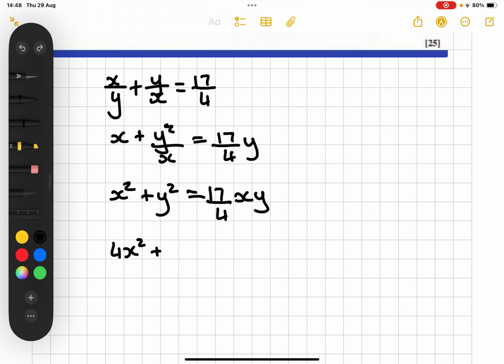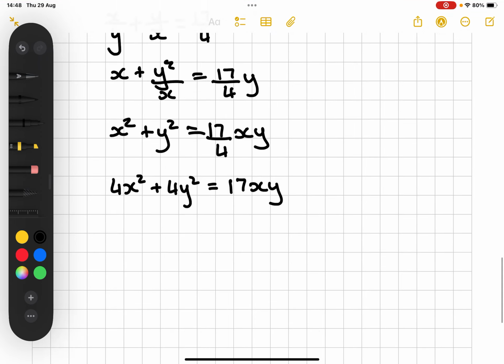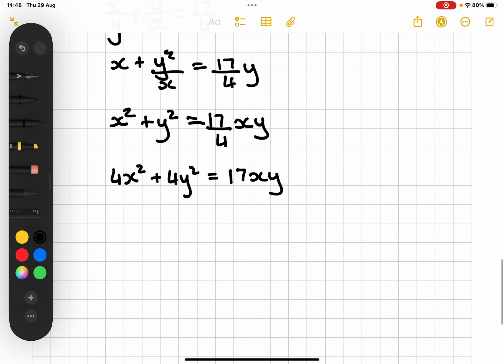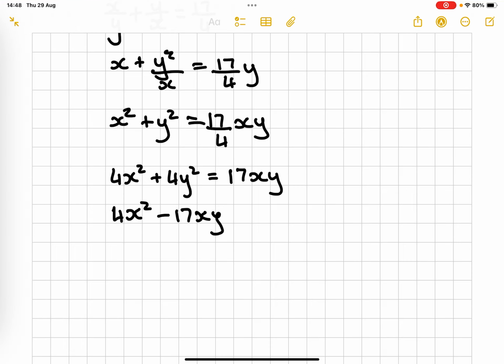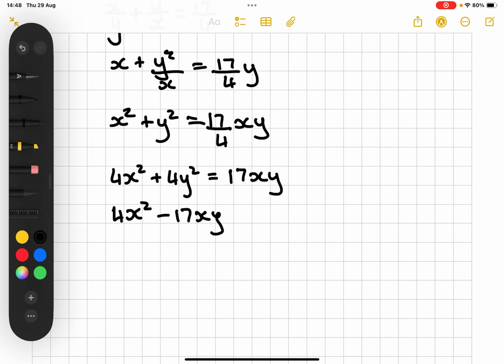Okay, 4x squared plus 4y squared is equal to 17xy. Now we're going to take the 17xy to the other side. And so we are then left with 4x squared minus 17xy plus 4y squared is equal to 0.